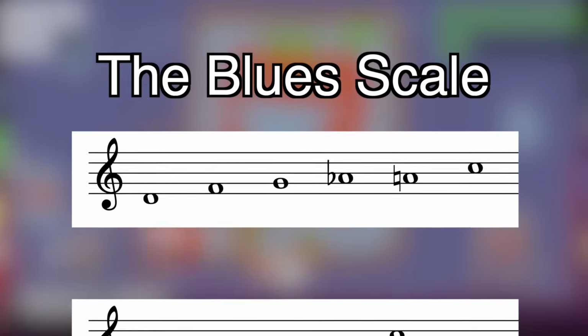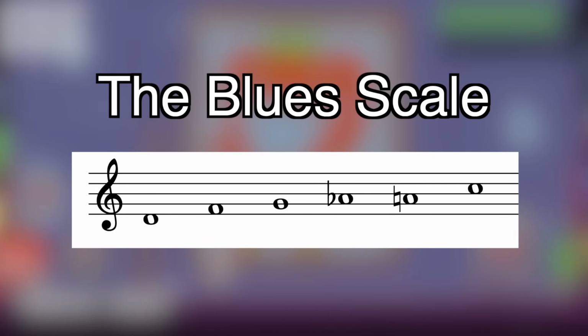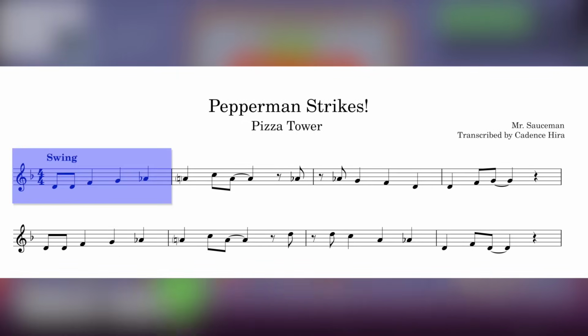One interesting thing about the blues scale is this cluster of half steps in the middle of the scale, something we haven't really seen thus far. It kind of gives this idiosyncratic, smooth, steppy quality to melodies that use the blues scale. We can very easily hear this kind of sound in Pepperman's Strikes from Pizza Tower.